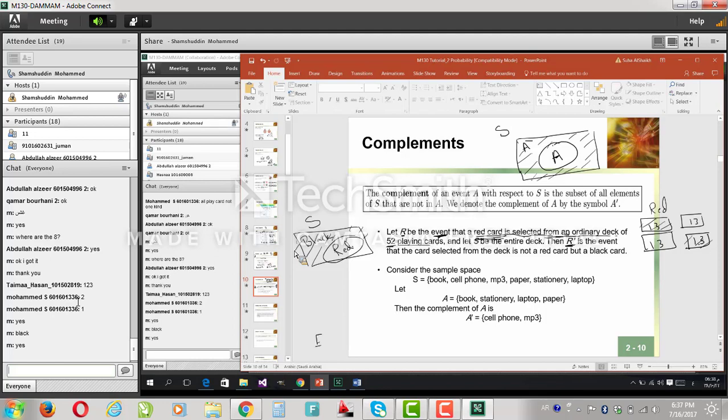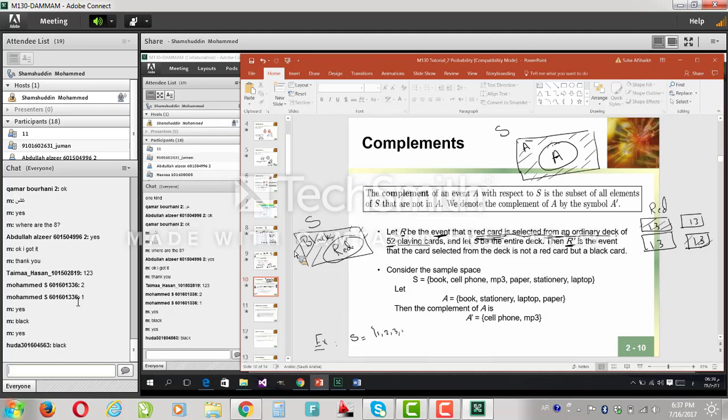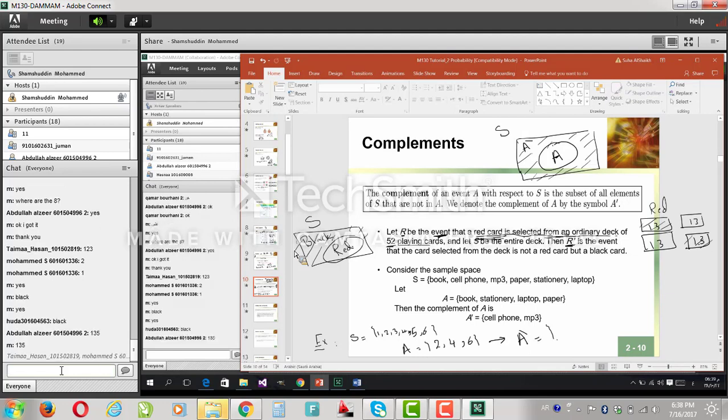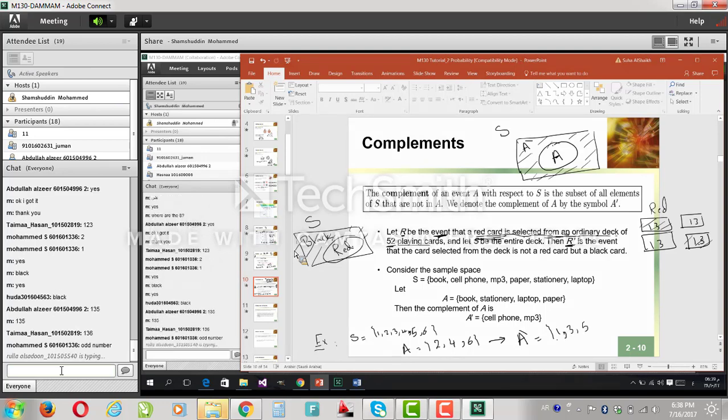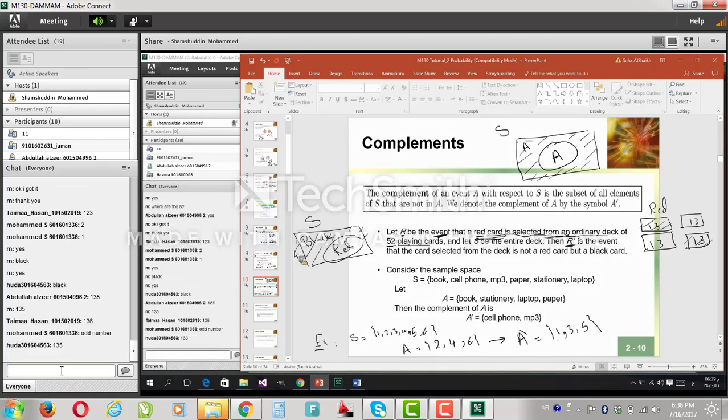Let me give you a simpler example. If I'm talking about tossing the die, with outcomes 1 to 6, and my event A is an even number: 2, 4, 6. What will be my A complement? The numbers that are 1, 3, and 5, the odd numbers. That's correct. So this is the complement of an event.